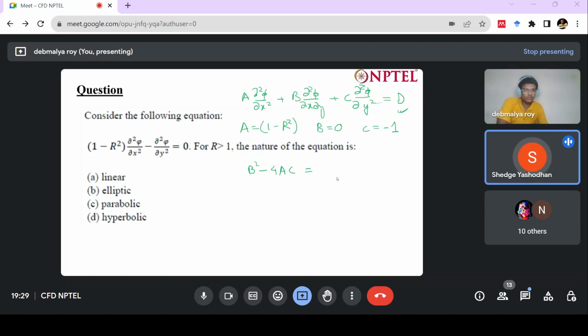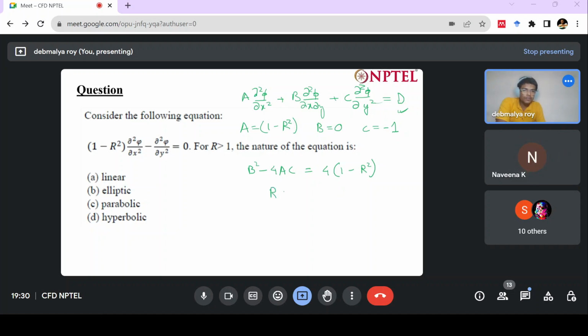So this is 4 into 1 minus r square. Here b is 0, and the minus 1 becomes plus, so this is simply 4 into (1 minus r square). I have to find whether this is greater than 0, less than 0, or equal to 0. If r is greater than 1, then r square will obviously be greater than 1, so this will become negative. Then b square minus 4ac will be negative.